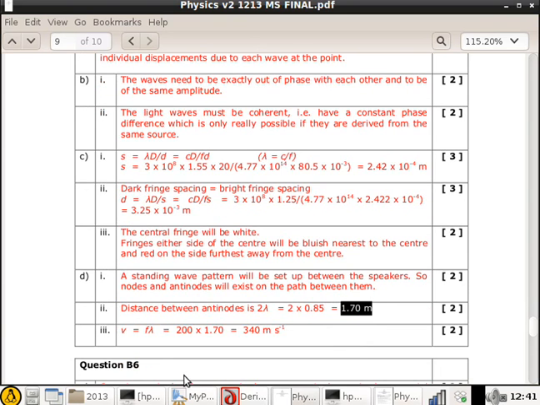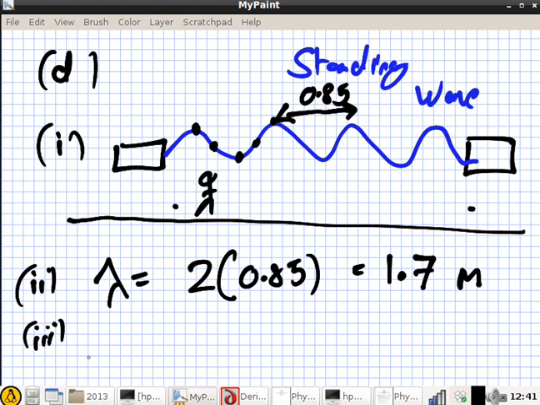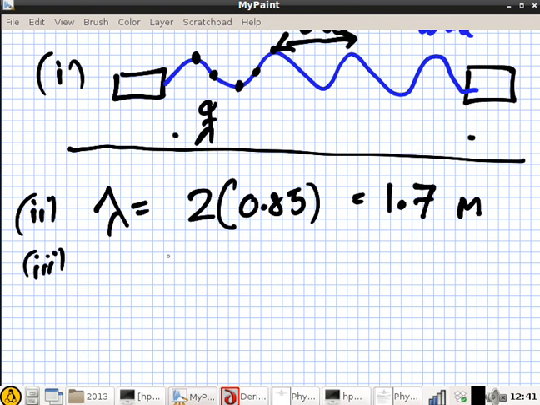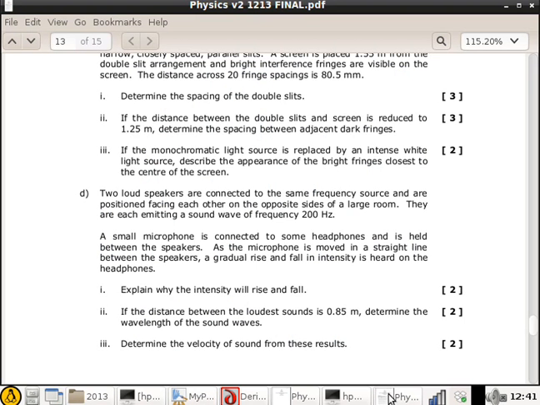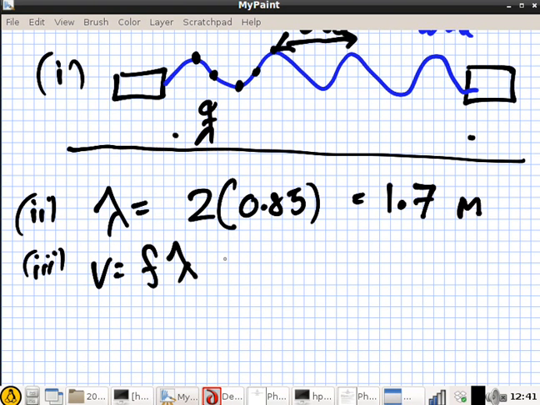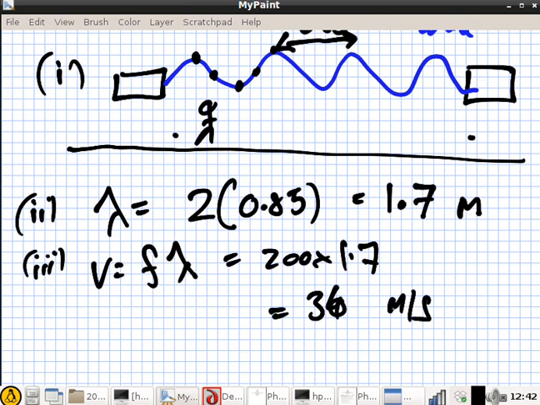So the last part is, what's the velocity? So what's the formula for velocity? Do we know the lambda? Yes, and do we know the f? It doesn't say in the question, does it? Oh no, it does. 200 hertz. 200 times 1.7, what's that? 340. 340 meters per second. And battery's about to go and finish.